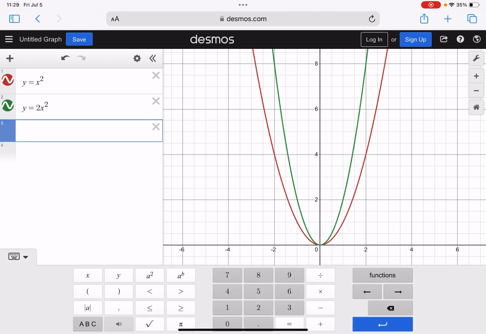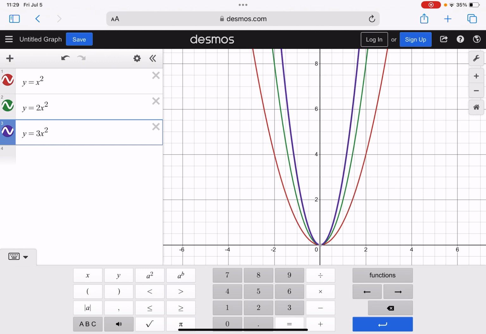Let's try something with a higher a value. If we take y equals, we can even just do 3x squared. So notice that the purple is even steeper. If you were to describe the differences based on vertical stretch, your narrower or flatter curve would be the red. In the middle is the green. And last but not least, purple is going to be your steepest. So what does this tell us? The higher the a value, the more rapidly it goes up along the y's as you move out by 1 unit on the x's.